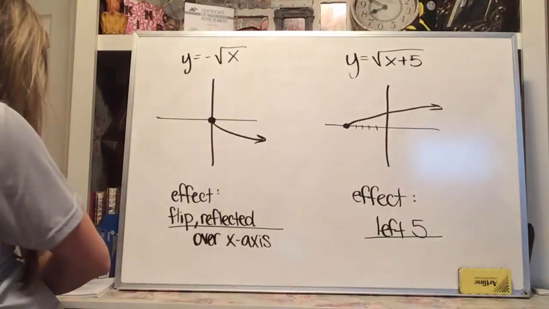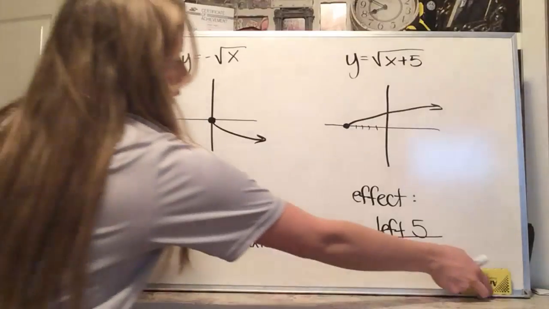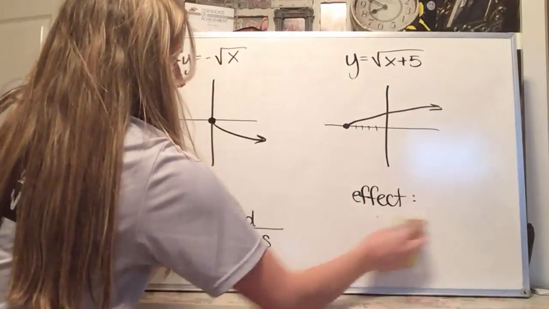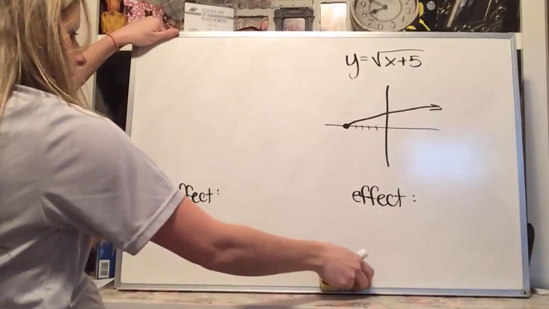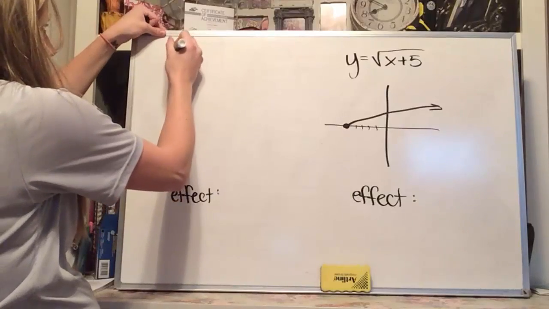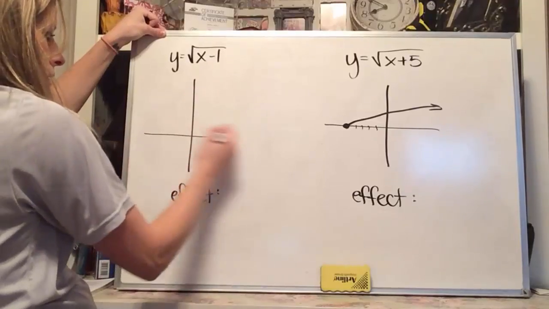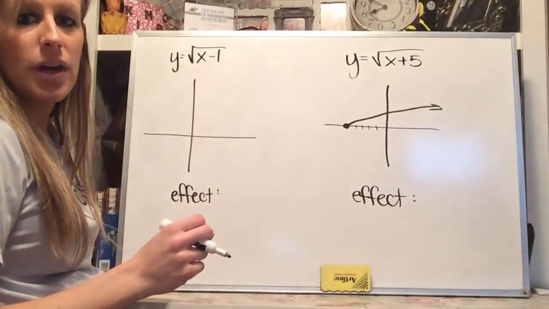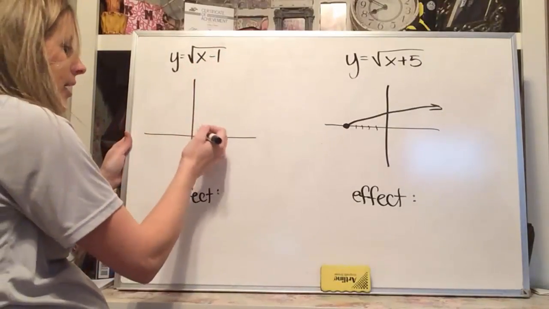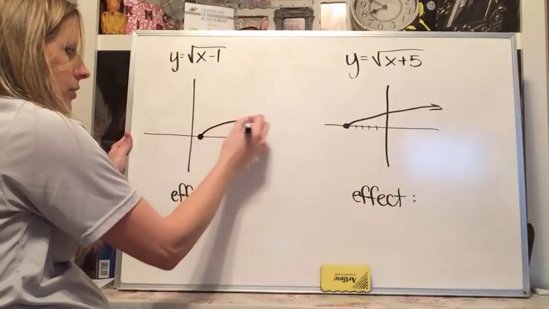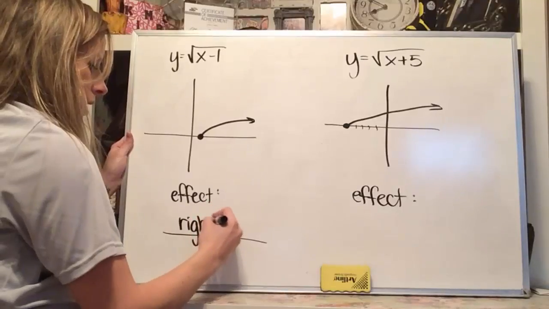Okay, let's go to the next page. Work on a few of those examples. Alright, so the next one we have is y equals the square root of x minus 1. So you see how that minus 1 is with the x underneath the square root? It's going to move it to the right 1. It does the opposite of what you think. So it moves it right 1.